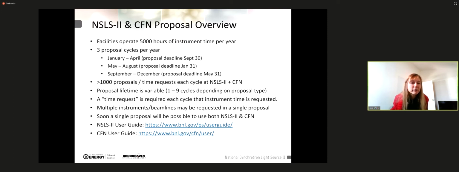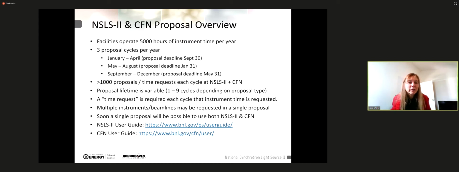However, because we have 3 cycles in that given year, if you want more time each cycle, you have to put in a time request each cycle that the instrument is requested. It's not like you would submit a proposal and then you get time throughout the course of the year. Every cycle, at each deadline, you would have to ask for more time on the proposal. We try to remind everybody, but you don't want to forget, because if you forget to put in a time request, you can't get more time.